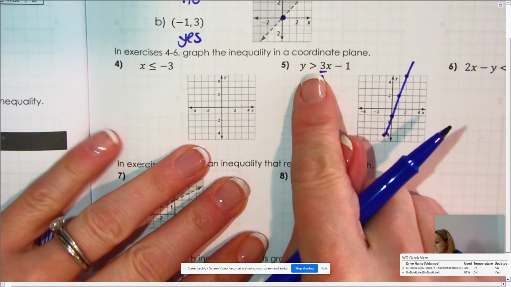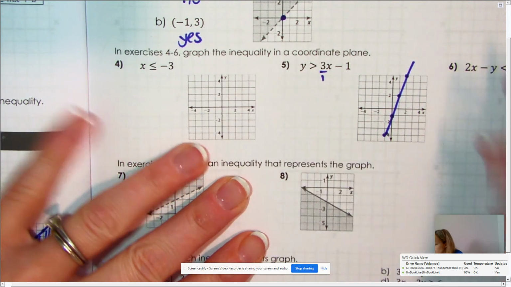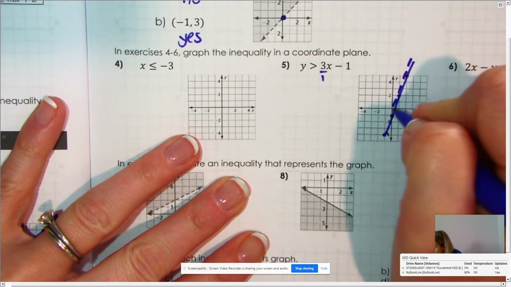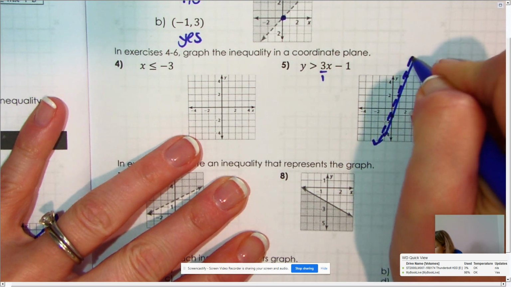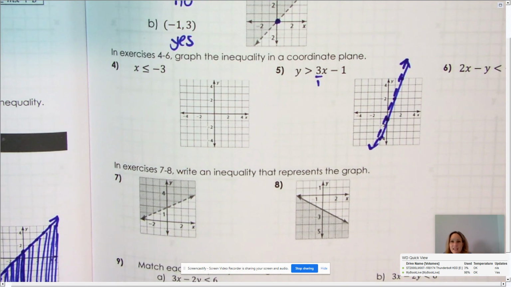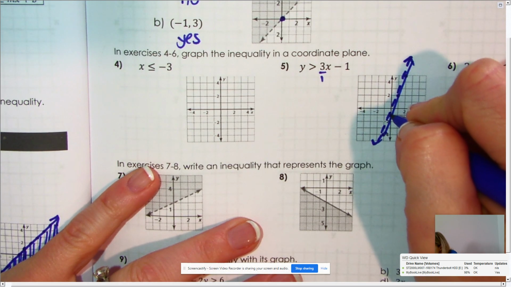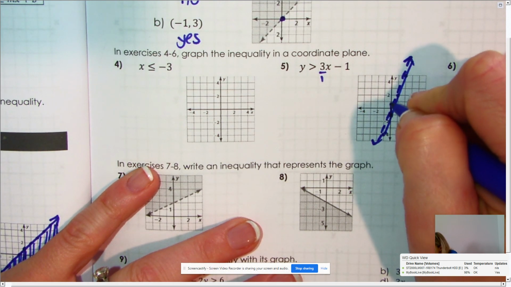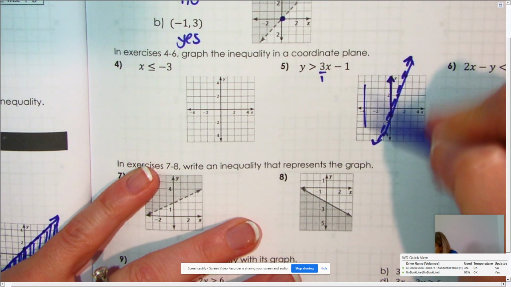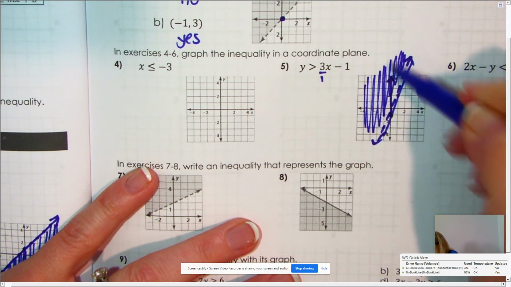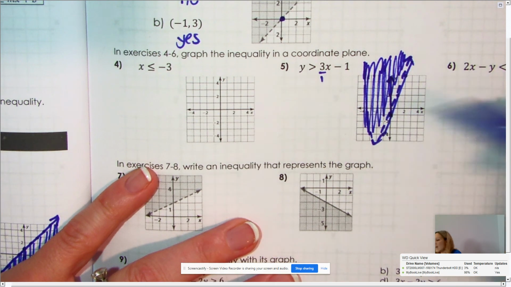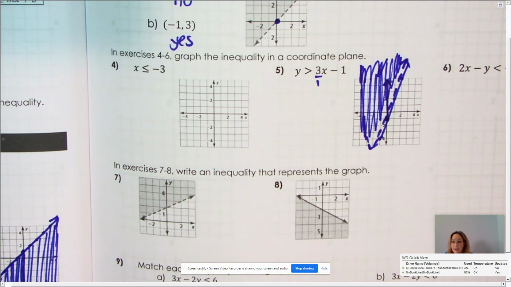Okay, so this just says strictly greater than, it's not equal to, so this should be a dotted line going through there, a dashed line. I'm sorry, you guys. Okay, and then it says y is greater than. If this is the y value and I want all the y values that are greater than, it would be in this direction. So that should be a dotted line and should be shaded up.